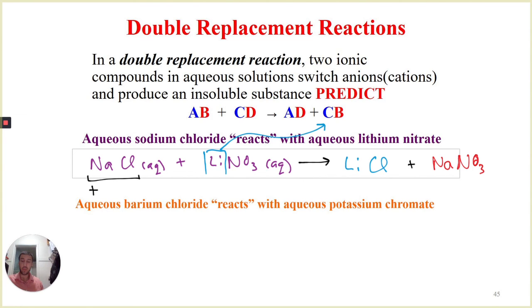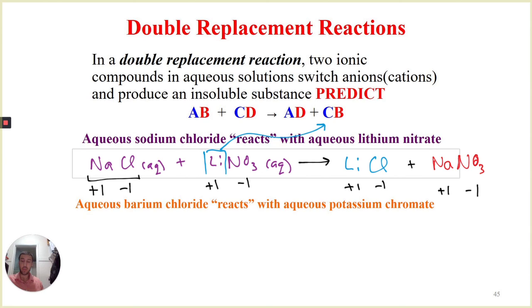Sodium is a +1, chloride is a -1. That formula would be proper and balanced. Lithium is a +1. Nitrate is a -1, and that's something that I would have to memorize, and I would highly encourage you to memorize it because you'll see it a lot, so it makes sense to have it memorized. Those charges balance out, so again, that one's okay. We move to the products. Lithium +1, chloride -1, balanced. Sodium +1, nitrate -1, balanced.